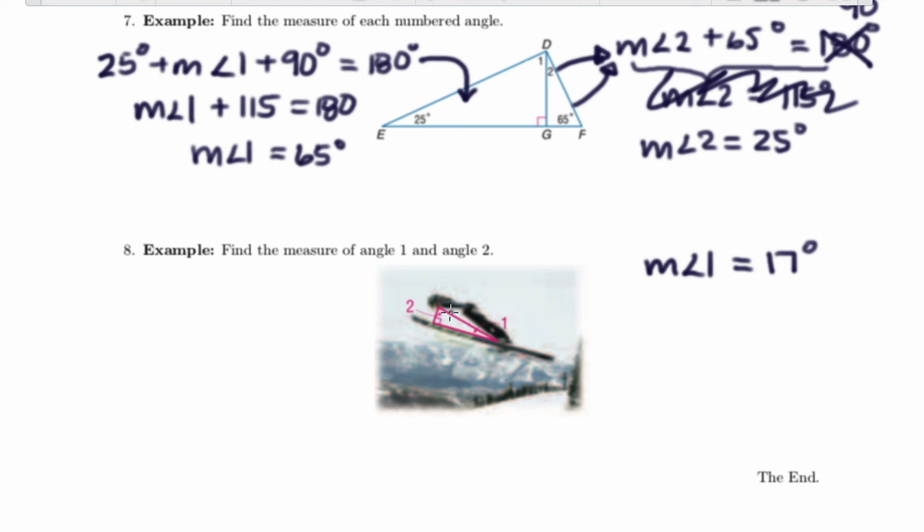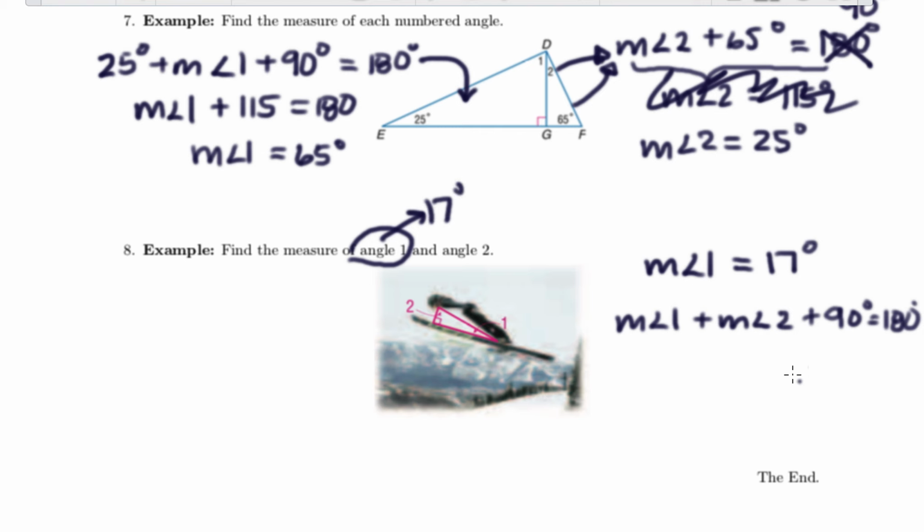Now, since all three of the angles are inside of the triangle, we can say that the measurement of angle 1 plus the measurement of angle 2 plus the 90-degree angle will have to equal 180. Now, since angle 1 is 17, because I told it to you, you don't need to find the measure of angle 1. Angle 1 is 17 degrees here. Since you know that the measurement of angle 1 is 17 degrees, you can just plug it in and say 17 degrees plus the measurement of angle 2 plus the 90 degrees is equal to 180.